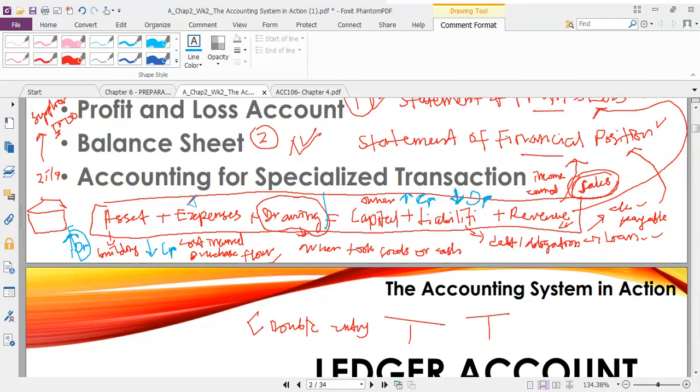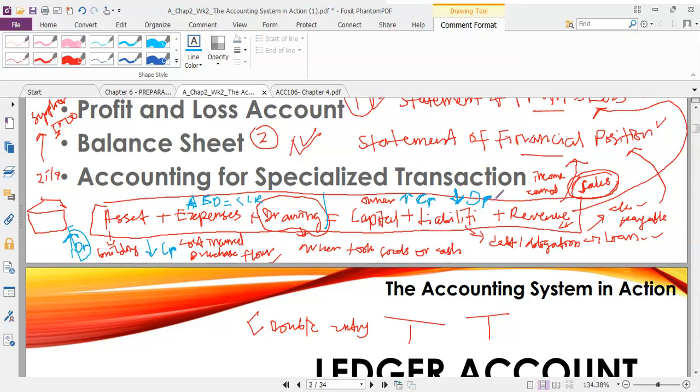Kena ingat grouping ni, you kena ingat AED. AED, kita singkatkan. AED is equal to CLR. So kalau CLR punya group, that is capital, liability and revenue, if increasing, we must put it in the credit side. If decreasing, we must put it in the debit side.